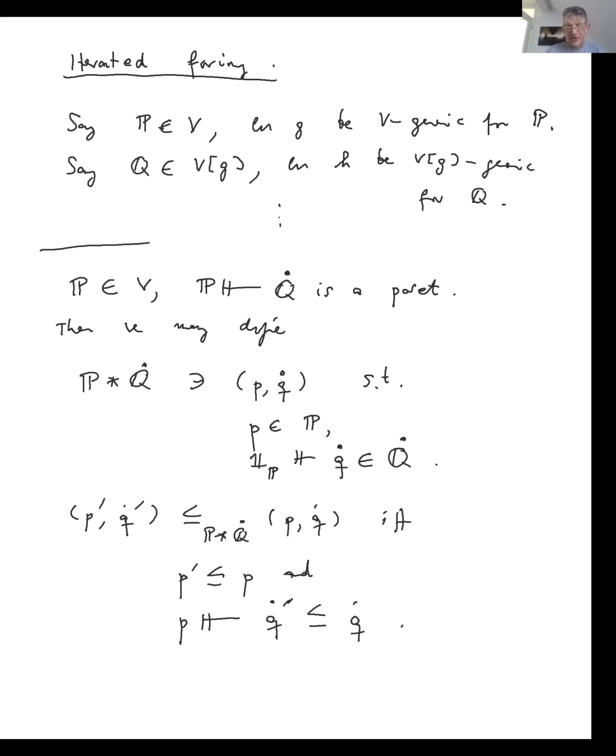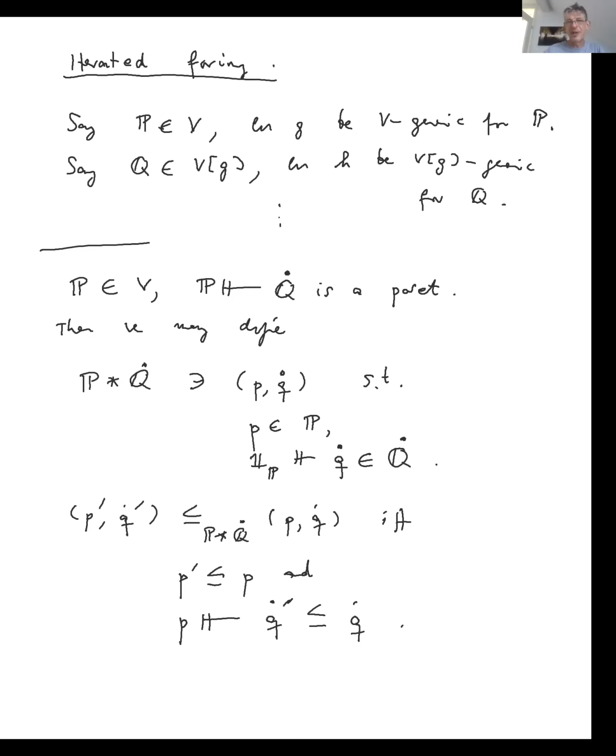Okay, and then it turns out that when G is V-generic for P and H is V[G]-generic for Q, the pair (G, H) is generic for the forcing which we just wrote down, the forcing P star Q dot. And when you have a generic over V for P star Q dot, then you may look at the two components of the filter, and you can read off a G which is V-generic for P and an H which is V[G]-generic for the interpretation of Q dot by G.